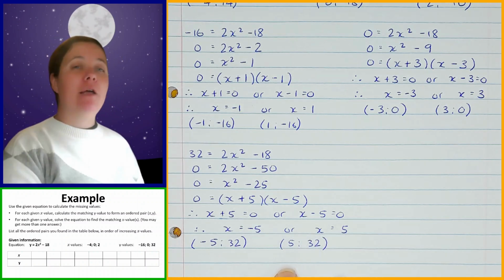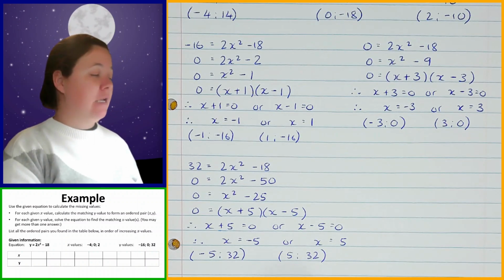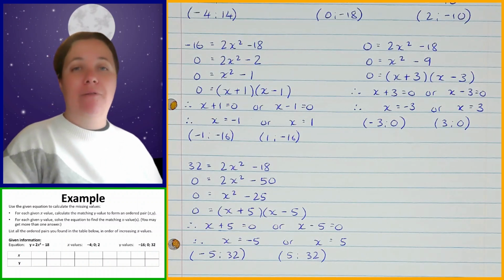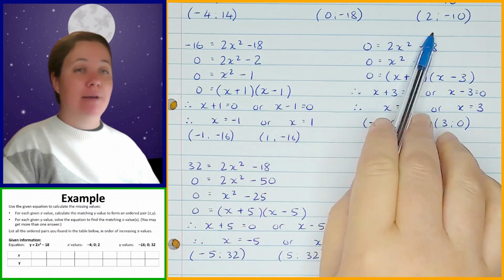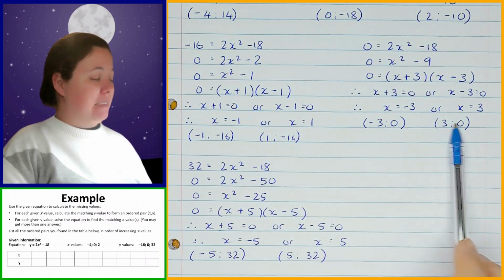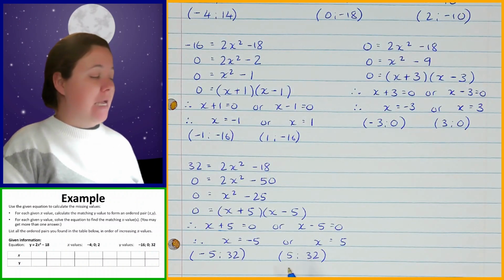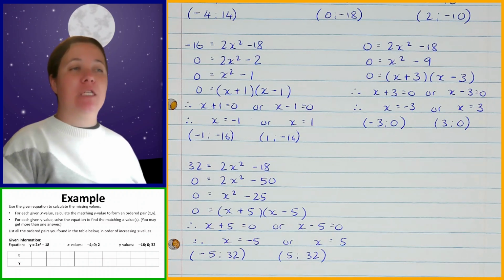Okay, so now I've got all of the ordered pairs from the x and y values that I was given. Here are my ordered pairs that I got from the given x values, and here are the ordered pairs that I got from the given y values. Now we're going to go and put those into our table.